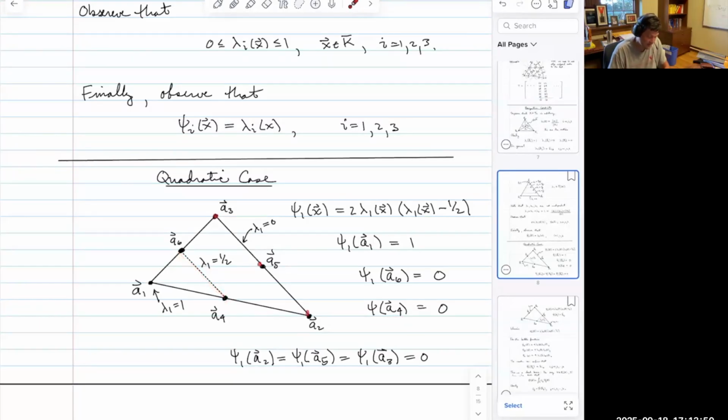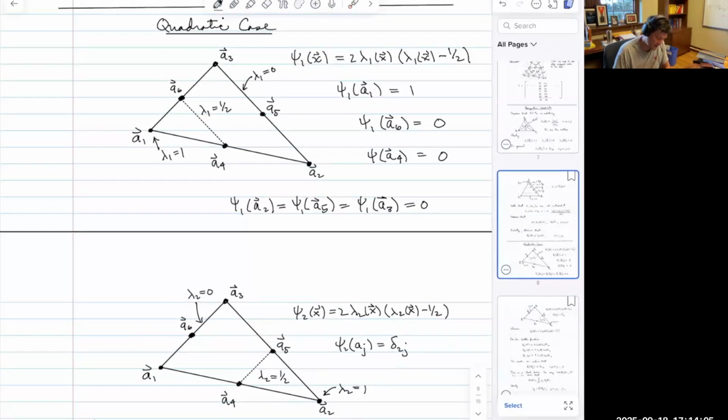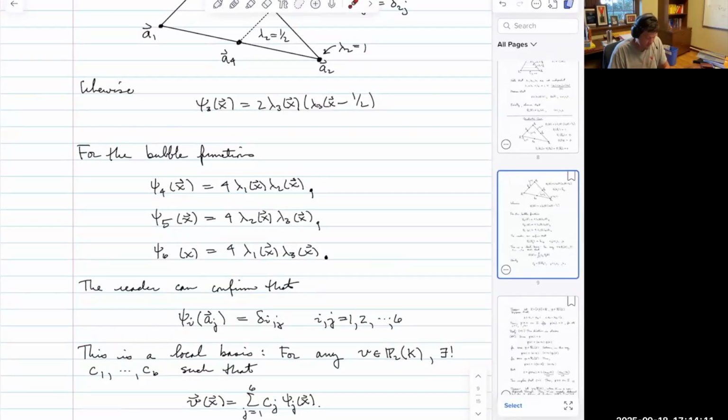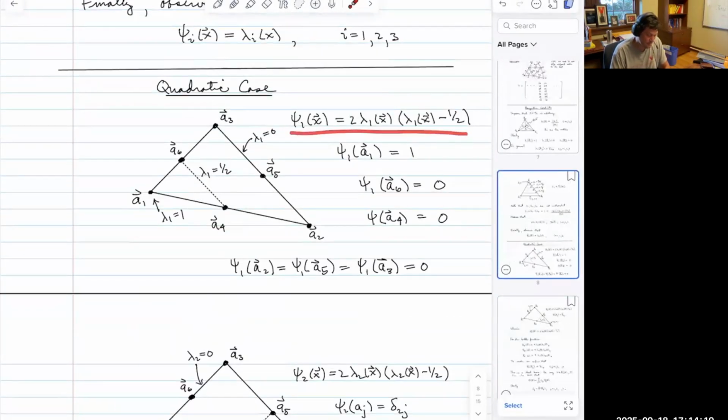What about these guys down here? Well, each one of those are on the line lambda 1 equals 0. Lambda 1 is equal to 0 for a3, a5, and a2. So it satisfies what I want, right? It satisfies what I want. Let me write it in general down here. Psi i at aj is equal to Kronecker delta ij. Okay, but that's just psi 1. Psi 1 is defined the way you would expect it to. It's defined so that it's 1 here and it's 0 at all the other nodes.